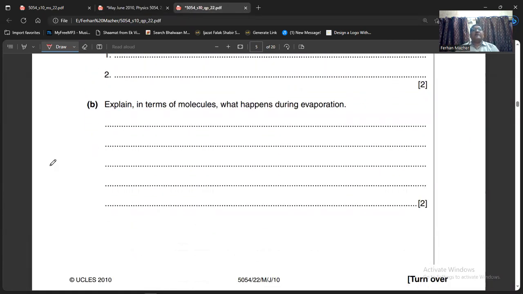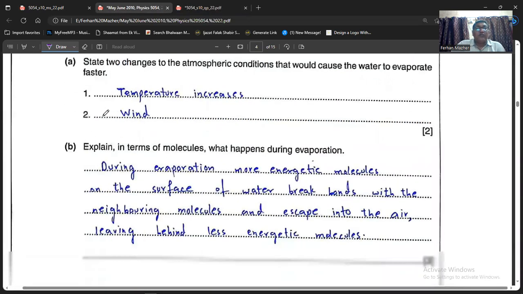Then it says, explain in terms of molecules what happens during evaporation. Listen carefully. The molecules of the water which have higher kinetic energy, when they come to the surface of the water, overcome the intermolecular forces and the atmospheric pressure, and from the surface of the water they go into the air. In this way evaporation takes place. The molecules left in the water have less kinetic energy, so the average kinetic energy of the water decreases and the temperature of the water drops.